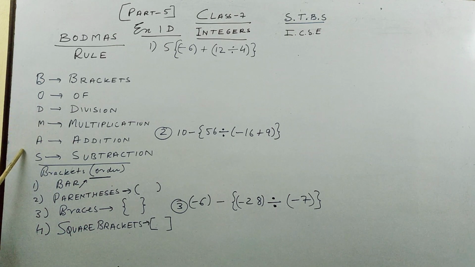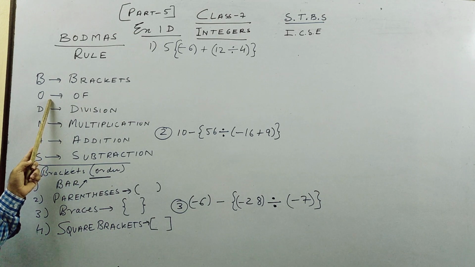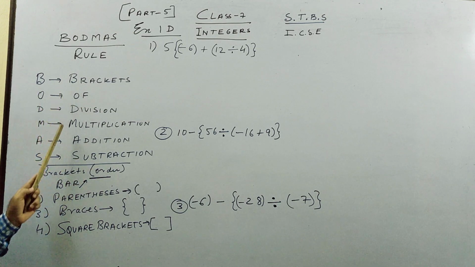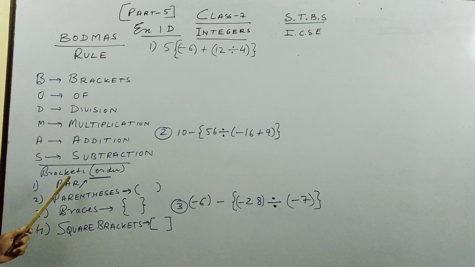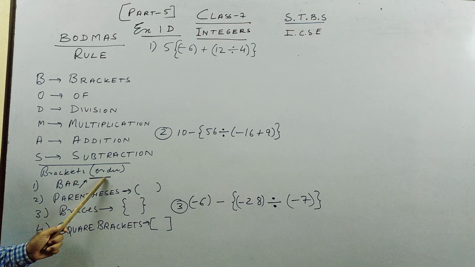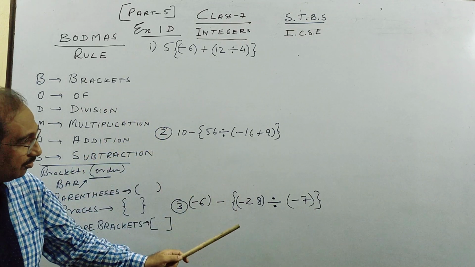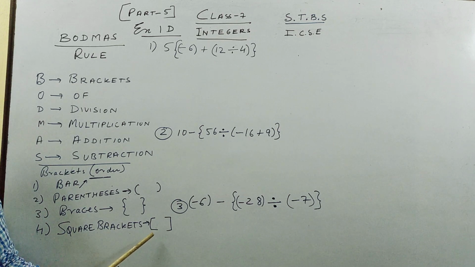So first, BODMAS, what is the full form? B stands for brackets, O of, then this is the order we follow: division, multiplication, addition, subtraction. There are 4 kinds of bracket, students. First, bar; this is not a line, bar is something above. I'll show you in one question. One or 2 questions I'll do with the bar bracket. Parenthesis means small bracket. The middle bracket is called braces. And the biggest bracket is called the square bracket.